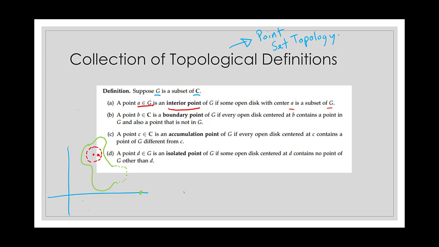Now if you look at this point over here, on the outside, notice that any open disk I take around this point will not be a subset of G, because it'll contain, let's say, this point, or this point, or this point, or this point, which is not actually in G. Okay, so this would not be an interior point in this case. So an interior point is a point in G such that there exists some open disk that's centered at A that's also a subset of G. So basically we can fit an open disk around A, but we still live inside G.